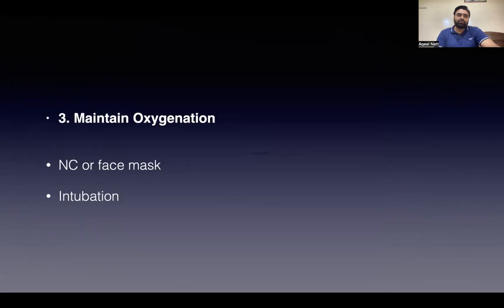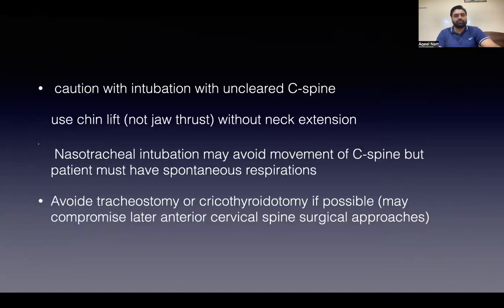You maintain good oxygenation through a nasal cannula, face mask, or you can intubate the patient. While putting a tube, you have to be careful about the cervical spine, so that you don't extend the neck. Sometimes nasotracheal intubation is necessary rather than going for cricothyroidotomy, because later on you can have some difficulties in a spinal injury patient when you have to fix it from the front of the neck.